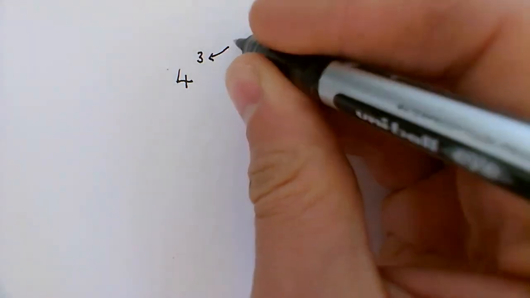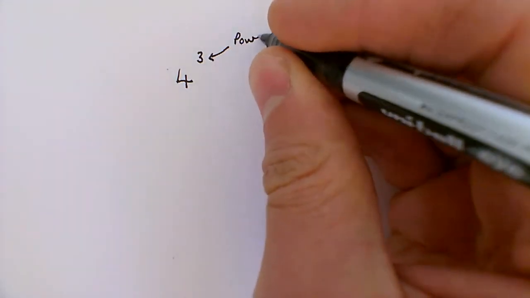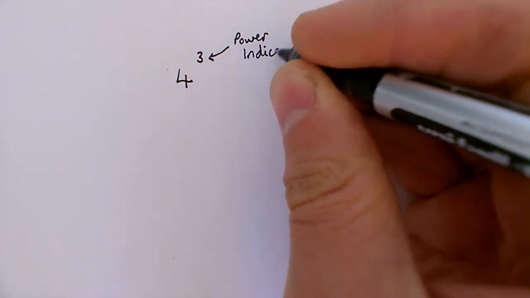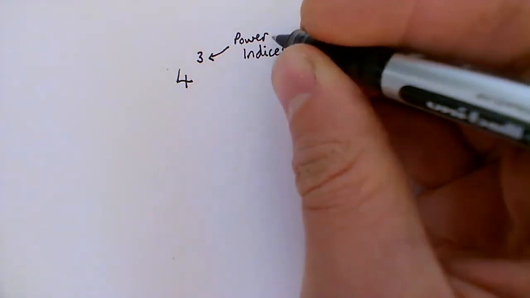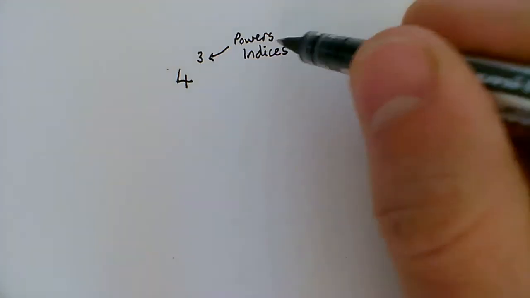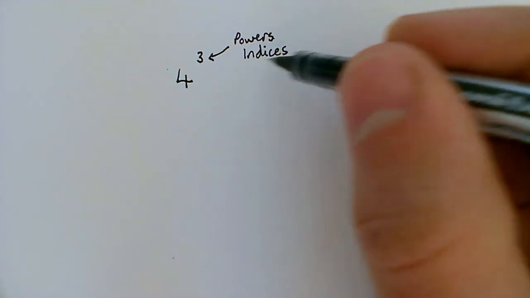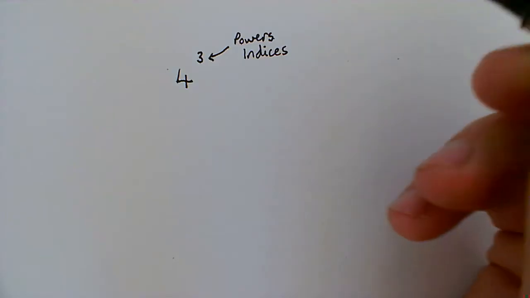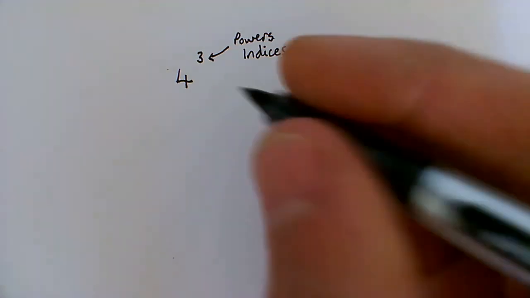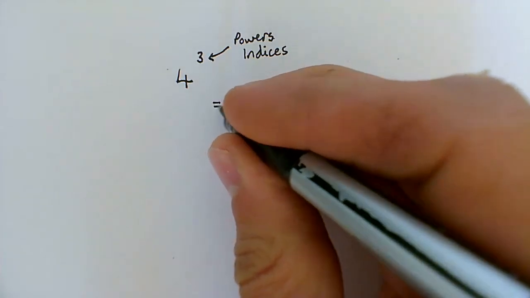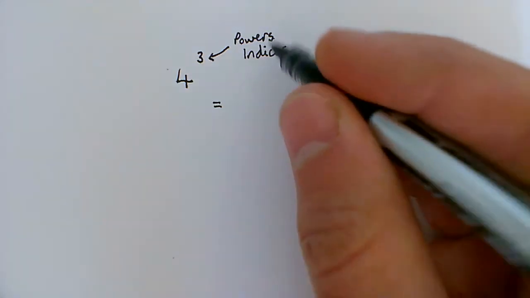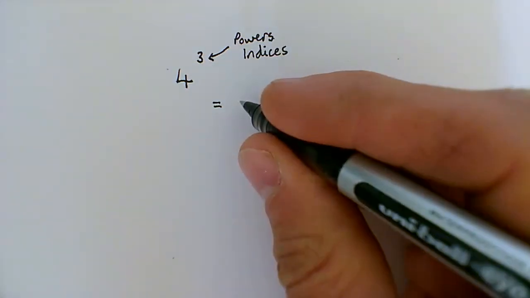This little number up the top is called a power, or you might sometimes call it powers or indices. I will largely say powers, but you might sometimes see me saying indices when I'm doing a question out of a book or covering some content that we've got from somewhere else, because that word is also used in maths. I will tend to say powers.